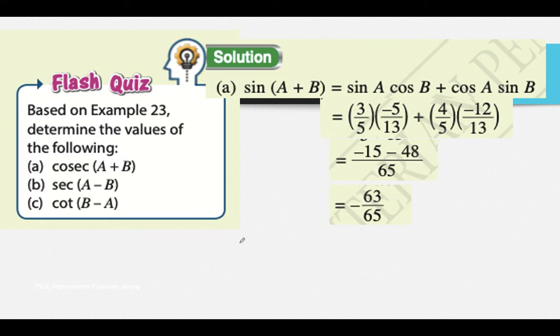So now let's try. Cosecant A plus B will be equal to 1 over sine A plus B. I just follow the angle A plus B. So this is sine. If 1 over, my answer will be just inverse it. Answer, finish.